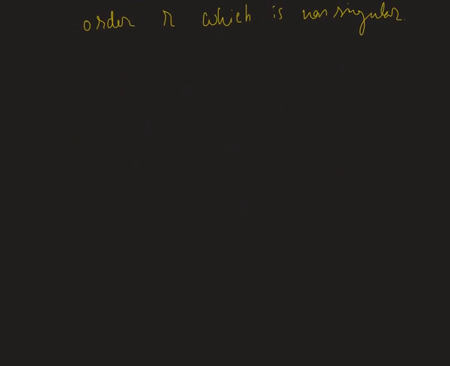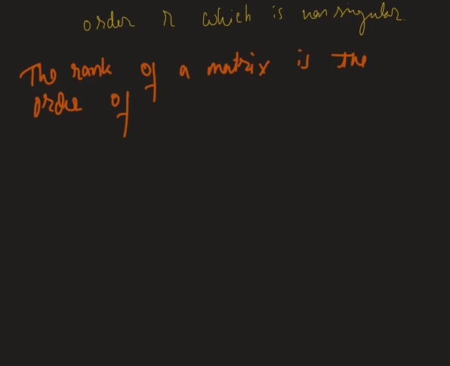Thus the rank of a matrix is the order of the highest order non-singular square submatrix. So we can say that the rank of a matrix is the order of the highest order non-singular square submatrix.